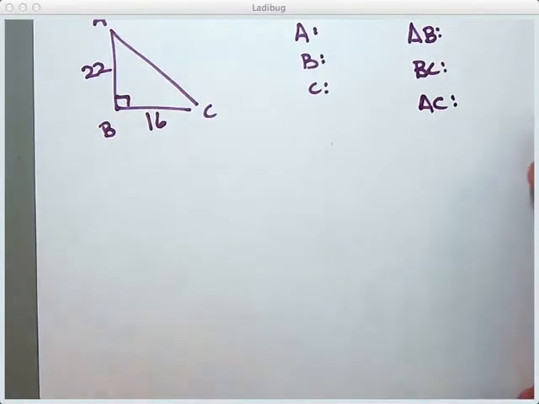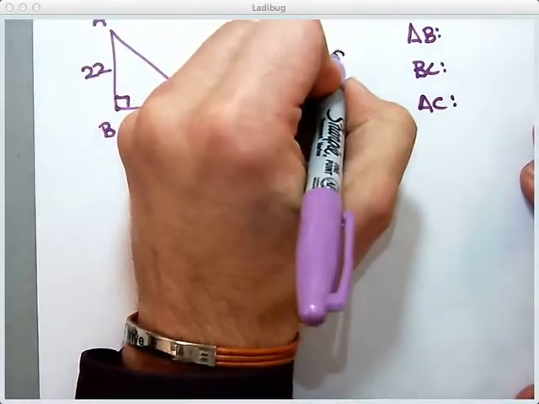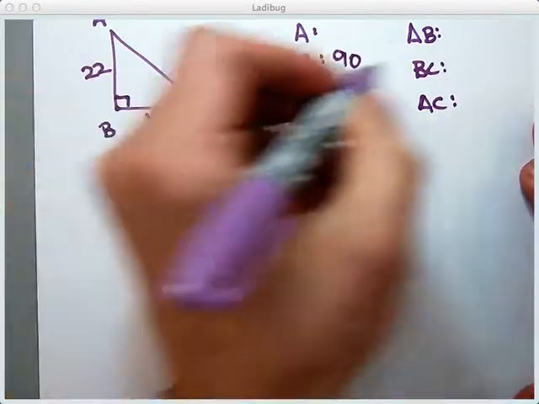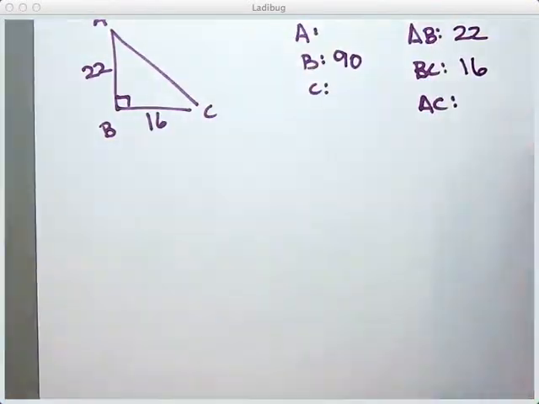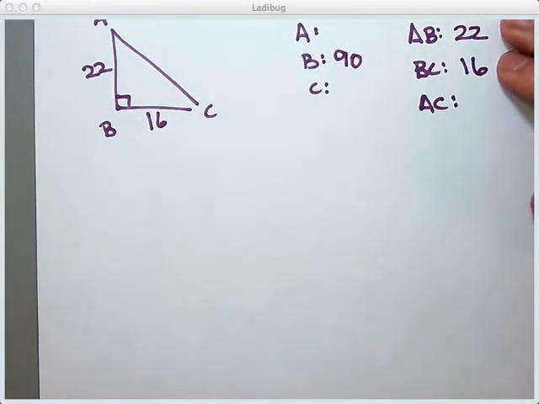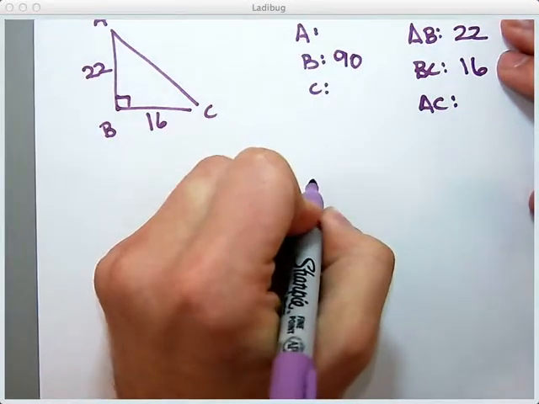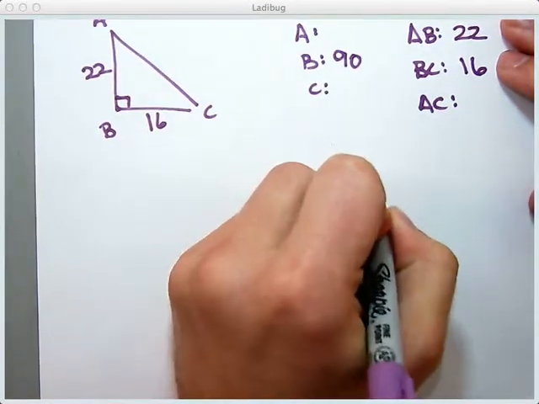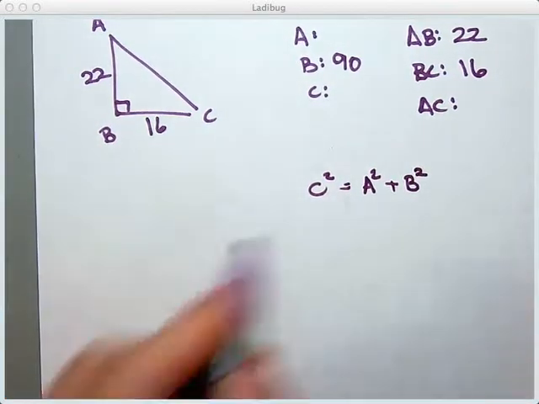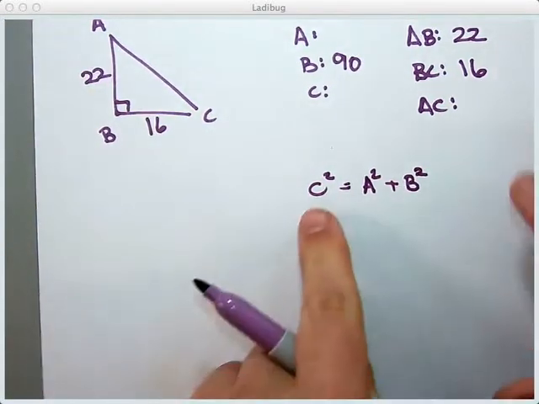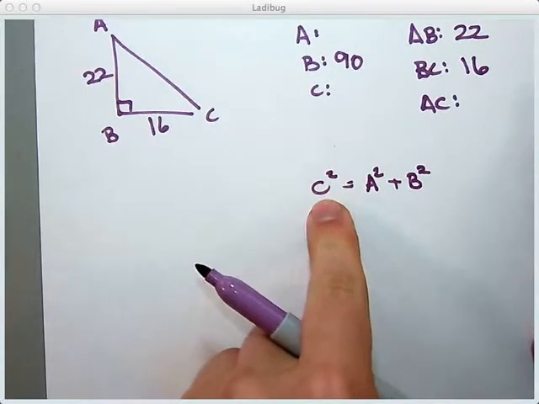Okay, so I know that B is 90, I know that AB is 22, I know that BC is 16. Remember I said always start off where you have two pieces of information. Over here I have two pieces of information on the side, so I'll begin by using the Pythagorean theorem. I know that C squared is equal to A squared plus B squared. That's kind of confusing with these A, B's, and C's, but C is representing the hypotenuse, and I'm solving for the hypotenuse.